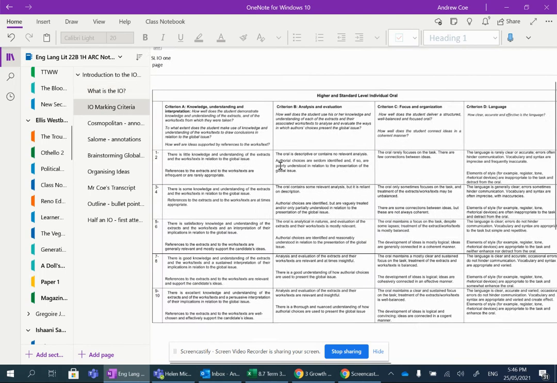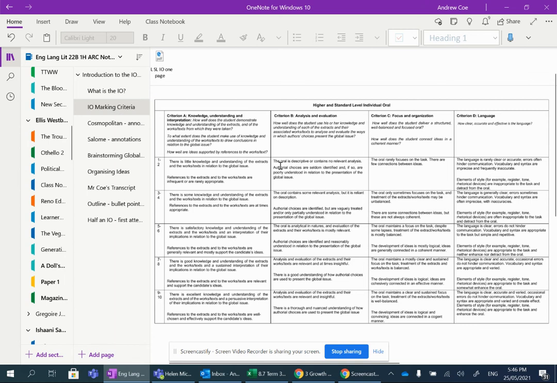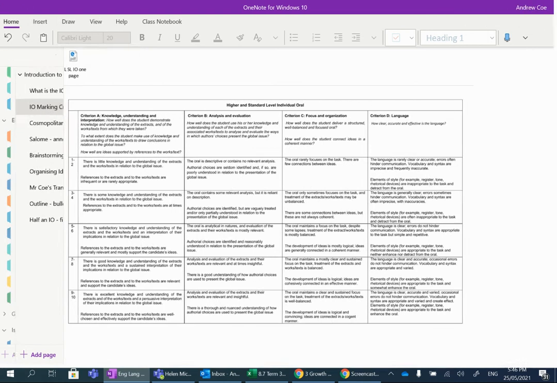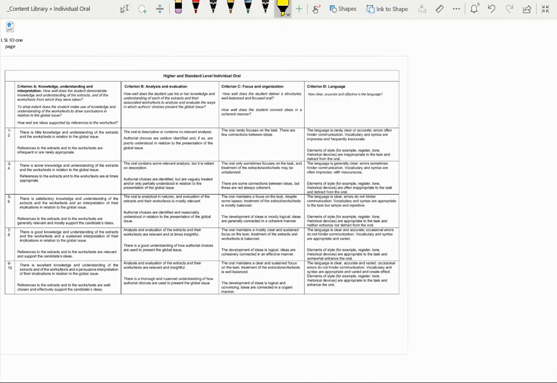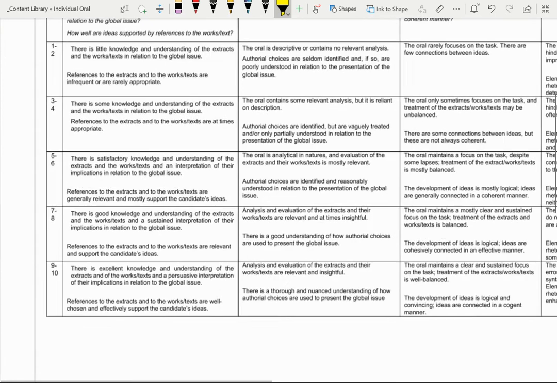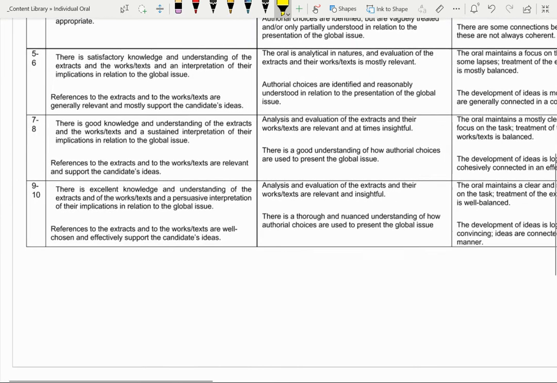So the marking criteria is just what it always is: knowledge and understanding, analysis, focus and organisation, language. The bits that I think are worth paying attention to are here in the knowledge and understanding section, when it talks about sustained interpretation of their implications in relation to the global issue. It says that down here as well. It says persuasive interpretation of their implications in relation to the global issue. But the idea is that the global issue is front and center.